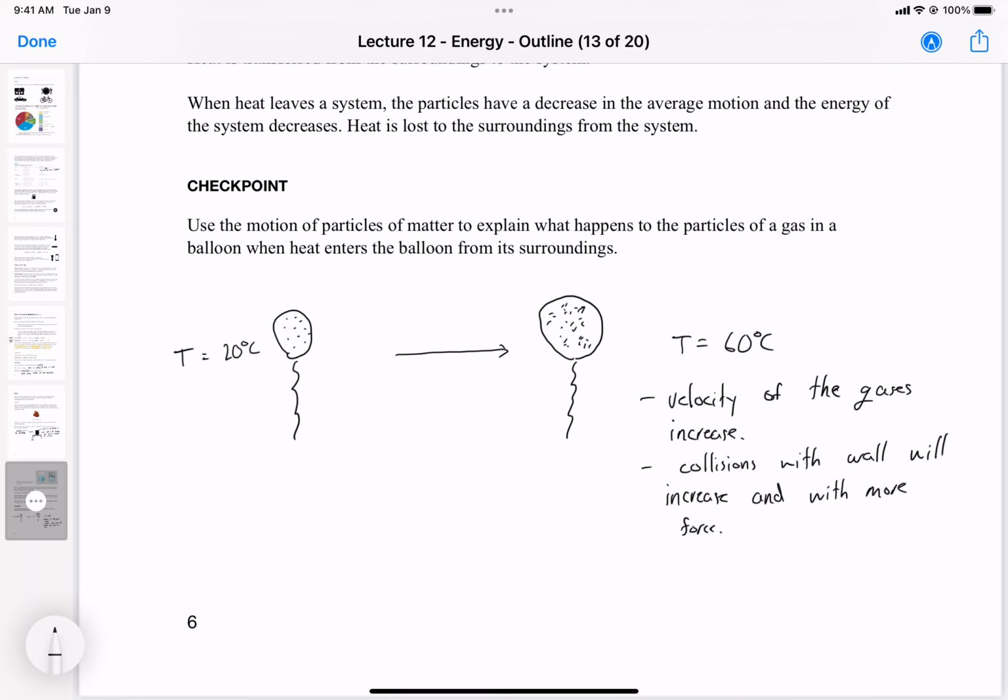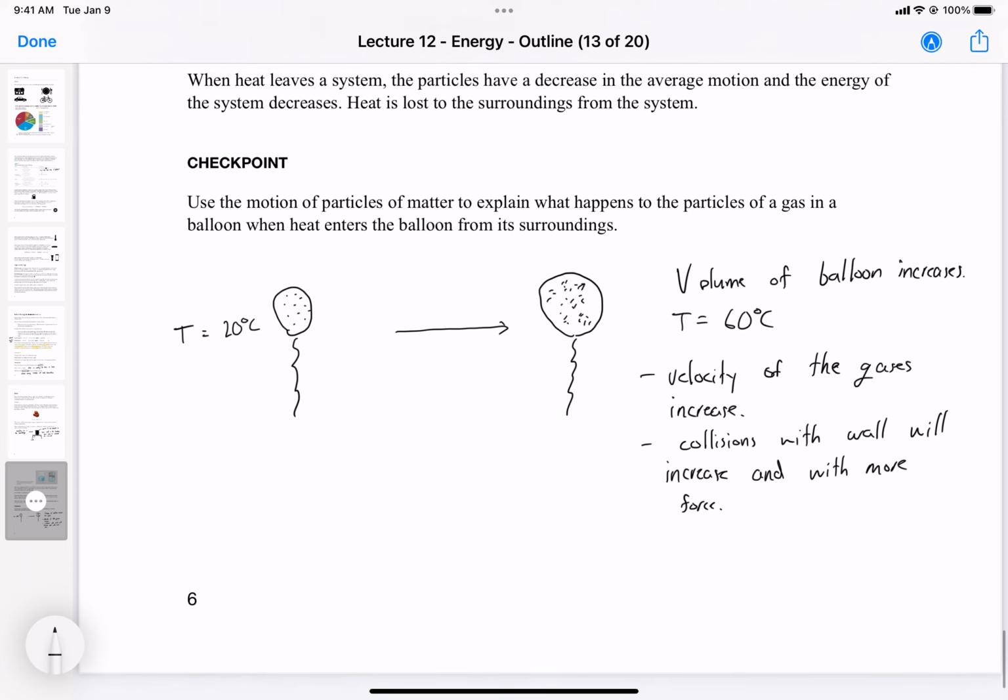So one thing to note is that the pressure is going to stay the same, right? Because as the speed increases, the volume of the gas increases, right? So we're also going to say the volume of the balloon increases. But what's important is that at higher temperature, the velocity of the gas particles will increase. That will then turn collisions with the wall will increase and with more force.